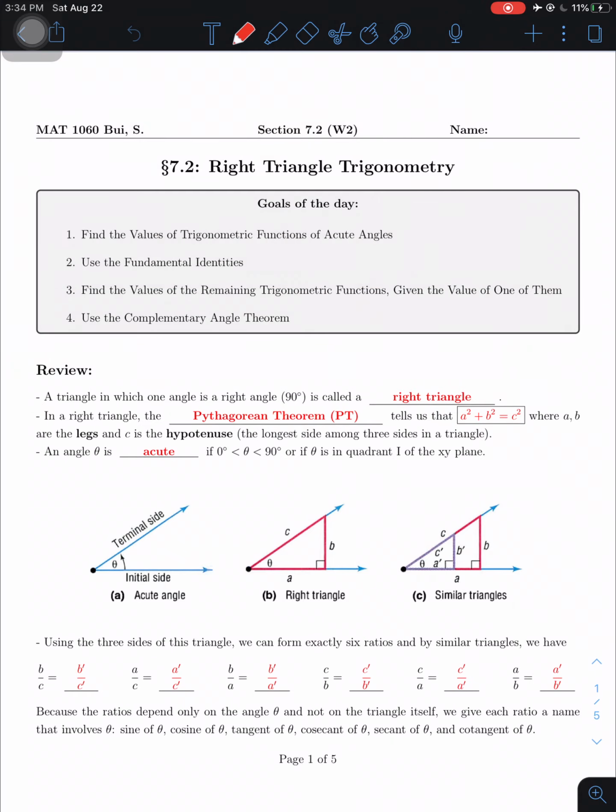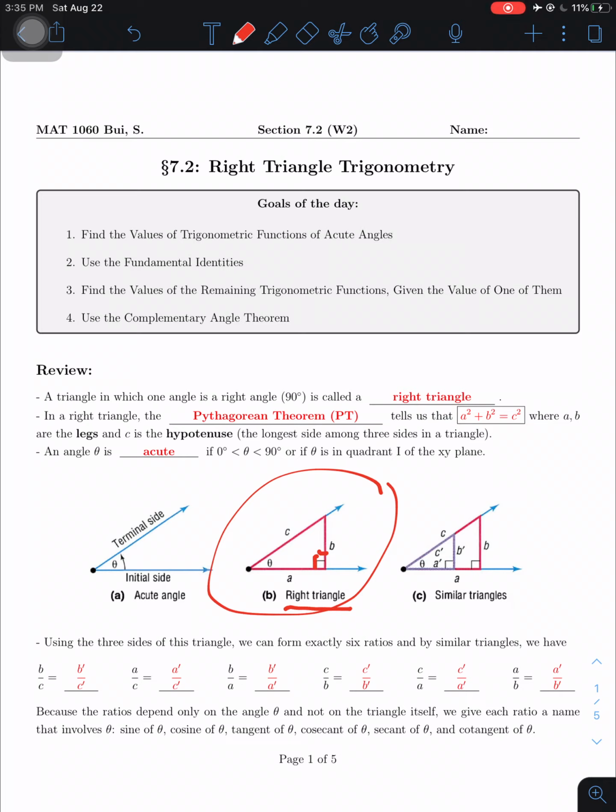The first concept: a triangle in which one angle is a right angle, or 90 degrees, is called a right triangle. This is what we learned from geometry. You can see this picture right here. This one has a right angle right here. This is the right angle, and that's why the name for the triangle is right triangle, because there's one right angle.